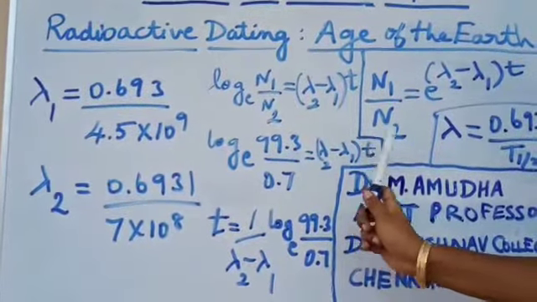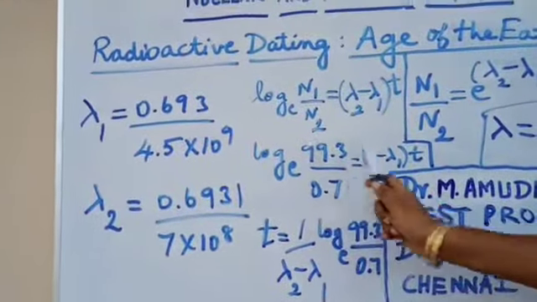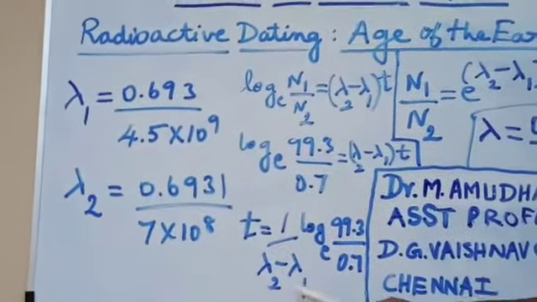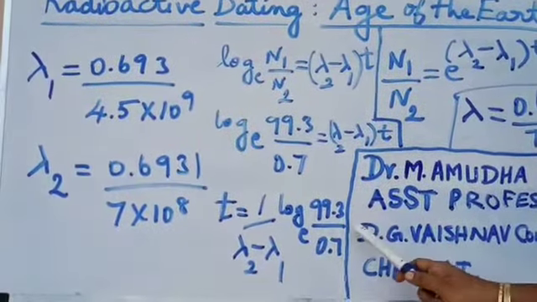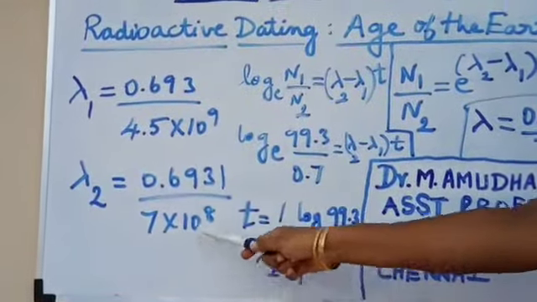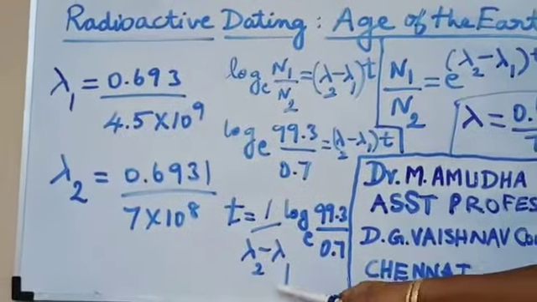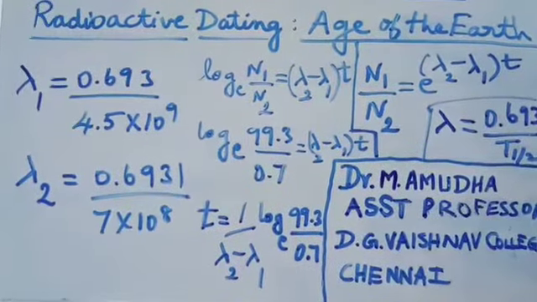Keeping T on one side, in the LHS, we can rewrite this formula as 1 by (λ2 minus λ1) log to the base e of 99.3 divided by 0.7. Now you have to substitute lambda 2 as well as lambda 1 in this expression, and after substituting we can easily estimate the age of the Earth.